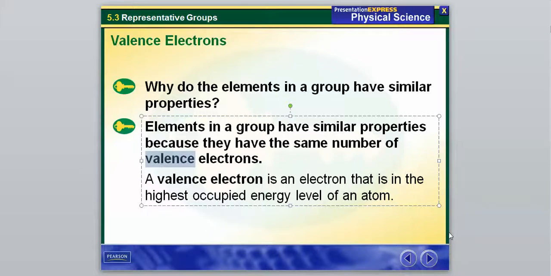So remember, we ended chapter 4. I know that might seem like forever ago, but we talked about how electrons can exist in different energy levels for each atom. And so a valence electron is an electron that is in the highest occupied energy level of an atom. So it is the outermost energy level, and that is how our groups are going to be classified. They're going to have the same number of electrons in the highest occupied energy level, and that'll make more sense once we get into an example of a couple here.